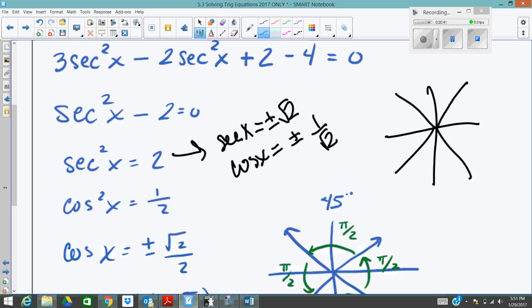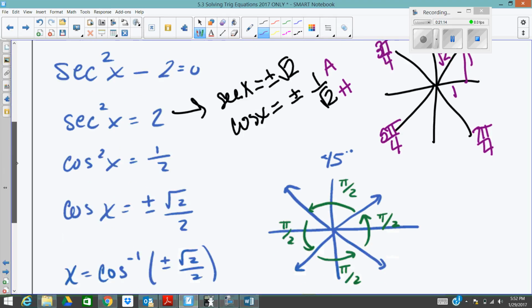And if we draw in our triangle, cosine is adjacent over hypotenuse. So adjacent is 1, hypotenuse is square root of 2, which means that's our 45, 45, 90 right triangle. So that's pi over 4, 3 pi over 4, 5 pi over 4, and 7 pi over 4. So those are our 4 solutions between 0 and 2 pi.